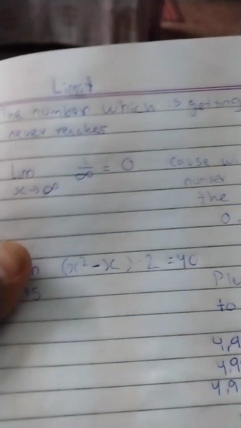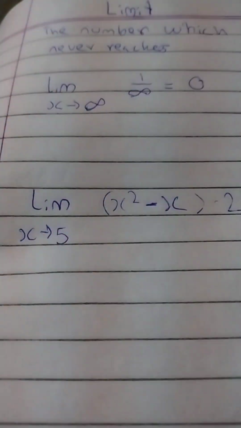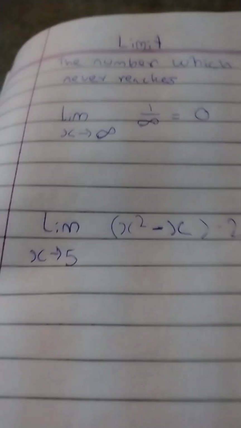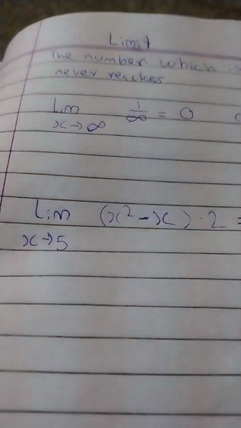Let's take this first example. Limit x to infinity of 1 by x. 1 by x is approaching 0 because x keeps on going bigger and bigger to infinity. Because if we have 1 by 2, it's 0.5, 1 by 3 is 0.33, 1 by 4 is 0.25. It keeps going closer and closer to 0, so it approaches 0.